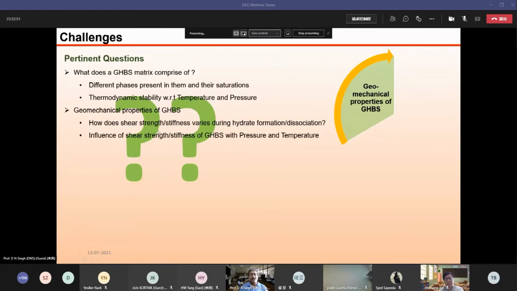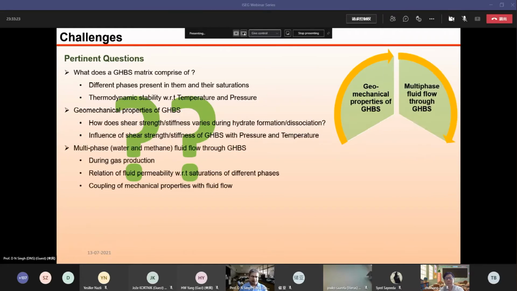How do shear strength and stiffness vary during hydrate formation? So imagine the soil is getting frozen, the strength is increasing, the stiffness is increasing, but when I am trying to harness the energy out of these sediments, I am dissociating the hydrates, and at that time there will be a drop in strength and stiffness. Now, if I do not know the strength and stiffness drop, I cannot do the exploration properly. And then ultimately, what is the influence of pressure and temperature phases on the shear strength and stiffness of gas hydrate bearing sediments?